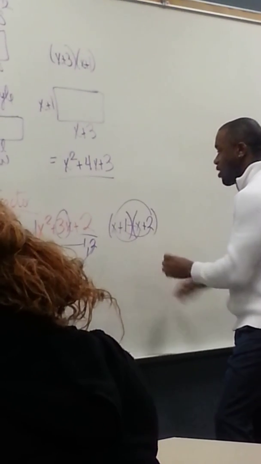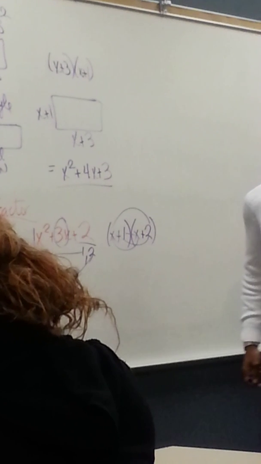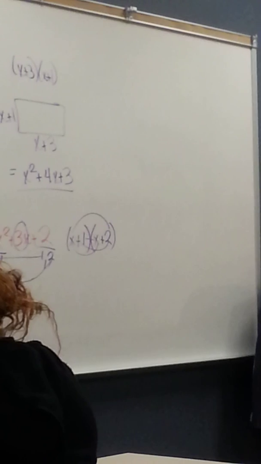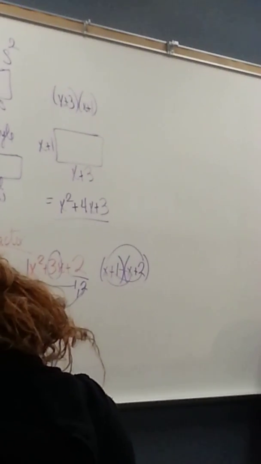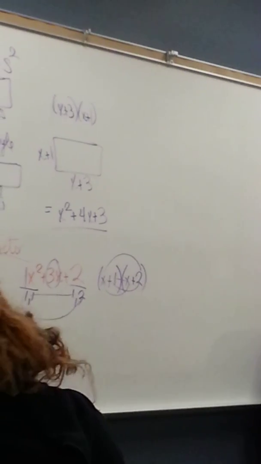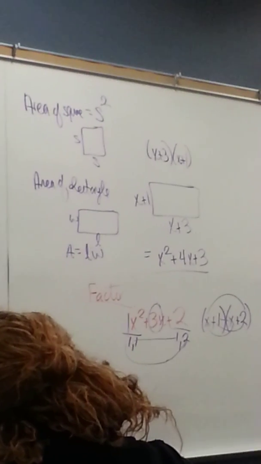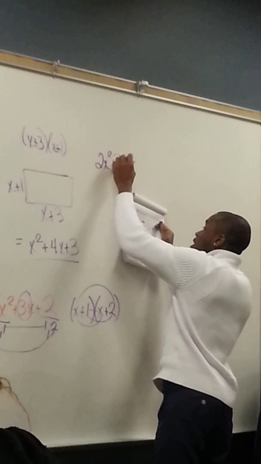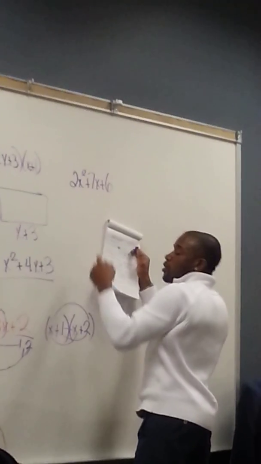So when I factor it, this is my factored version of that problem. The factors are x plus 1 and x plus 2. Okay? X plus 1 and x plus 2. Plus 7x plus 6. What are the factors of 2, folks?